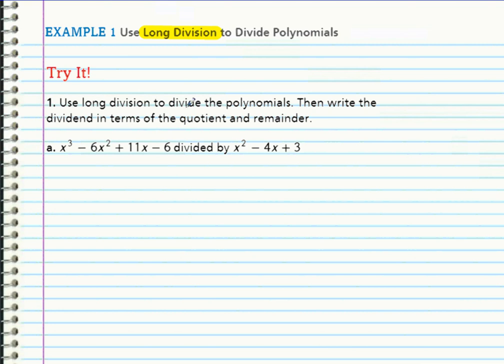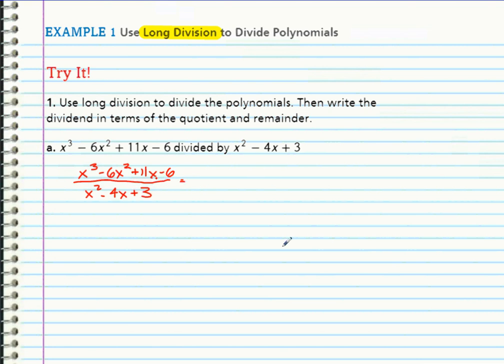So this says use long division to divide the polynomials. This is example 1 on page 74 of your student companion. Use long division to divide the polynomial, then write the dividend in terms of the quotient and remainder. Whew. Okay, so what we're really doing here, and the problem you're going to see is more like this: x cubed minus 6x squared plus 11x minus 6 all divided by x squared minus 4x plus 3. This is the same problem.